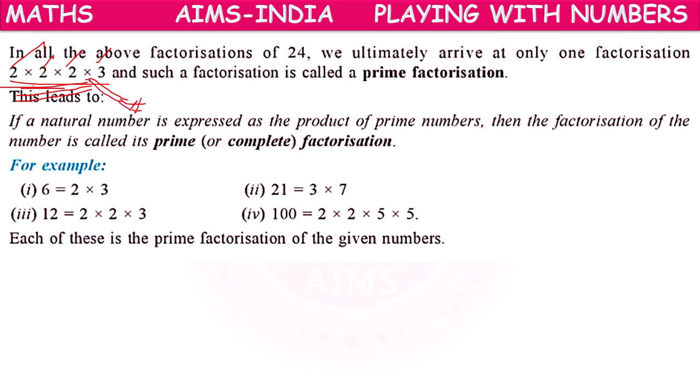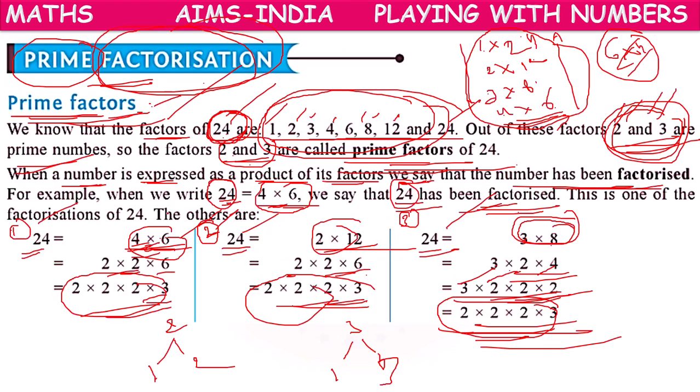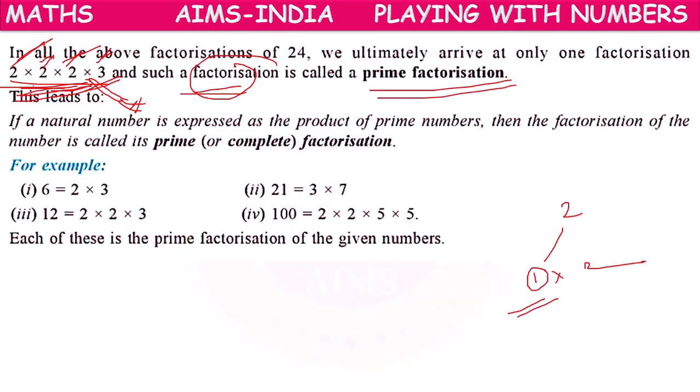Which cannot be reduced further, because 2 we should not write as 1 into 2, since 1 is neither a prime number nor a composite number. So this is the simplest form, and all the numbers present are prime numbers. So this factorization is called prime factorization. This upside one is called only factorization. But this downside one is called prime factorization because it has all the prime numbers.